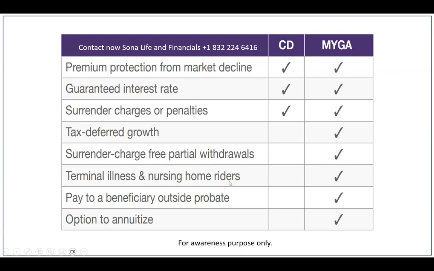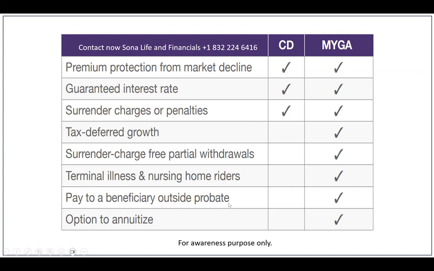Terminal illness and nursing home riders. Now many or few of the MYGAs will give these free riders or paid riders option. Whatever riders you want to opt for, that may be free or that may be paid. You need to check that when you sign your contract with MYGA, but those riders are available. In CDs, there are no such riders available.